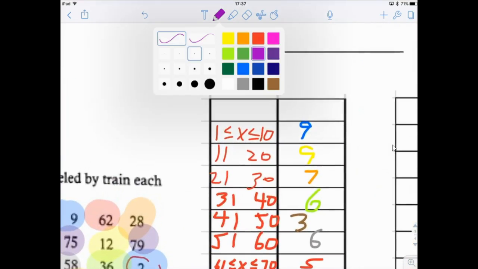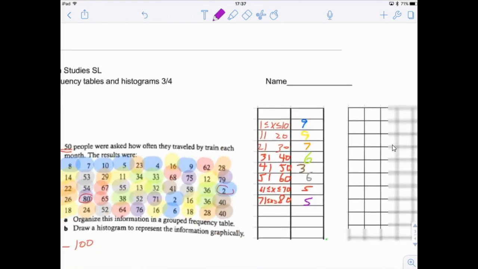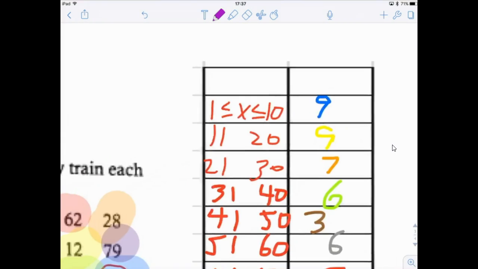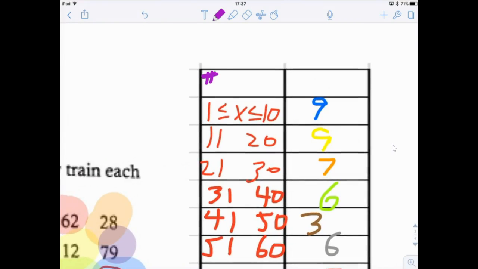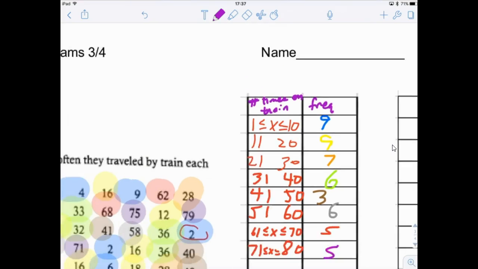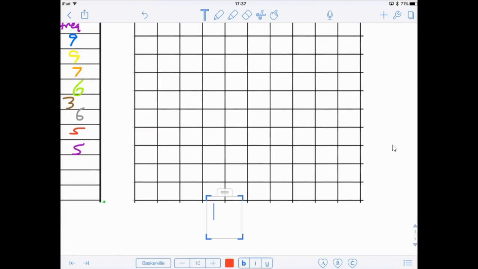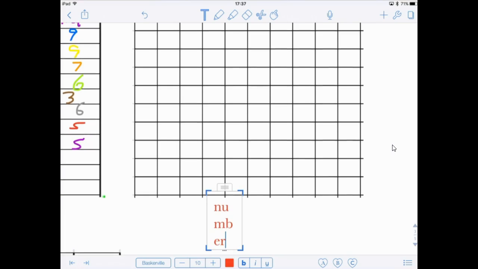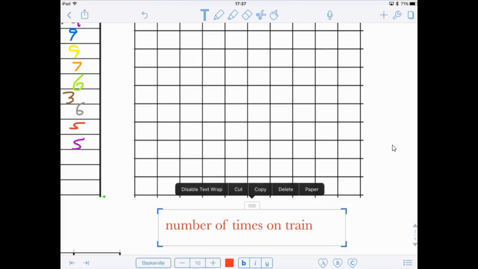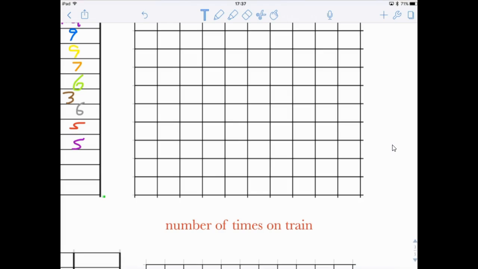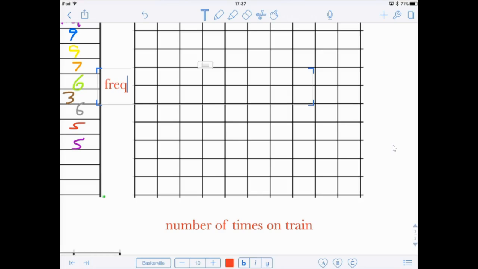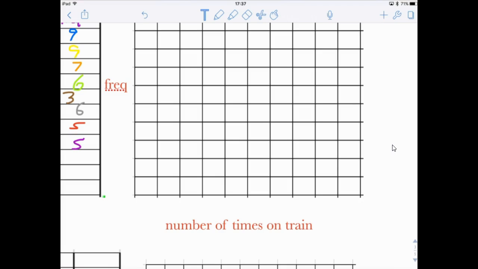And then here I'm just going to put the titles of the data. So here it's number of times on train. And then here's the frequency. Okay, and then so we're going to write this out here too. We're going to put number of times on train. And then here we're just going to have the frequency. Okay? And we're going to mark the x-axis.